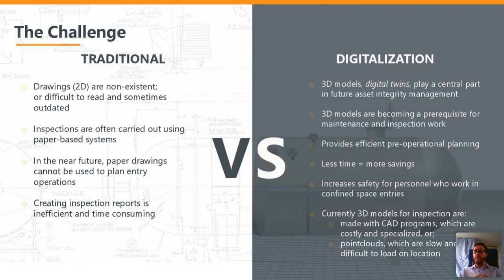Also as well, when you're talking about 3D models, a lot of it's built in CAD programs, which are costly, specialized. They require big, huge computers and also specialized people and mechanical engineers, for example, to build them. Point clouds, for example, are also coming into our world. And these are slow and difficult to use on site unless you have context. So what we're trying to solve with Asset Builder is a way that you can easily build these models very, very quickly in order to have a 3D representation.